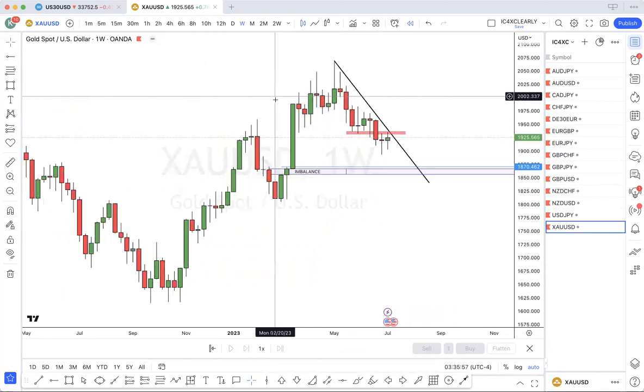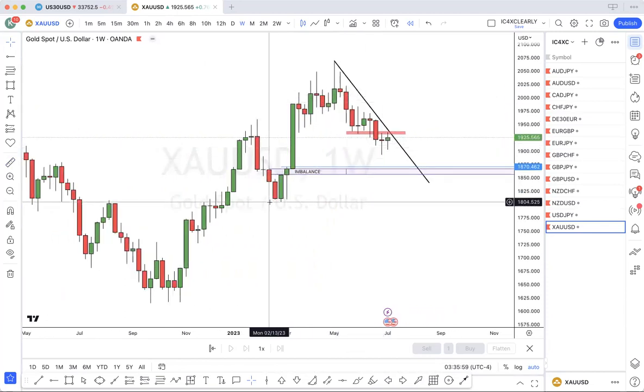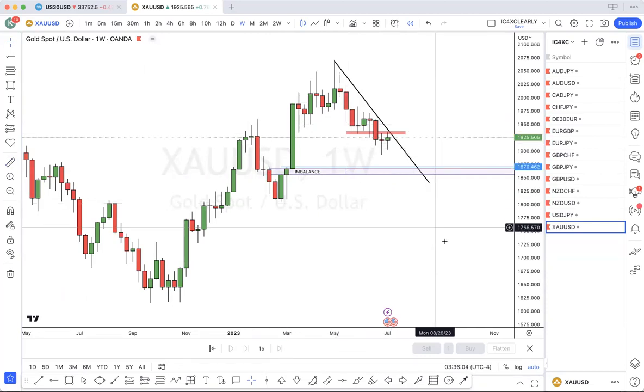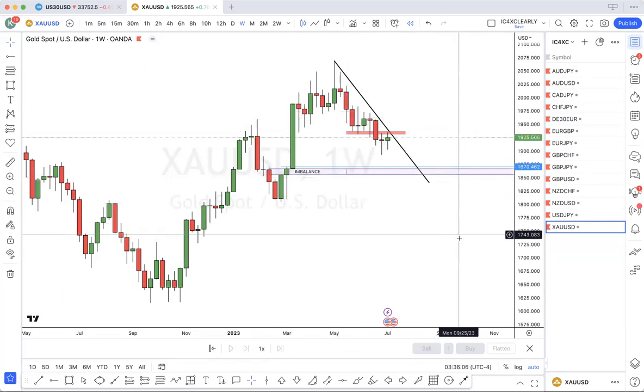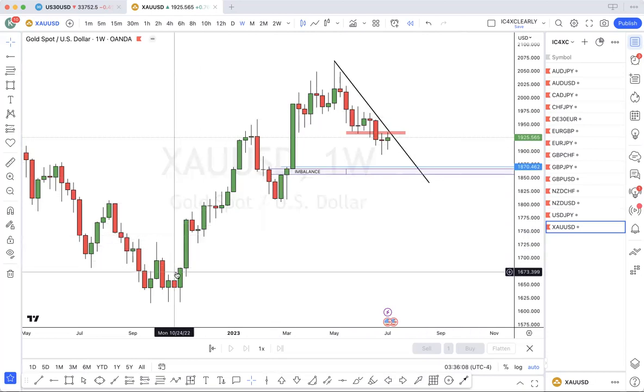If price is going to continue selling, once it broke these lows here, definitely look for a pullback, and then you can sell it down to here.